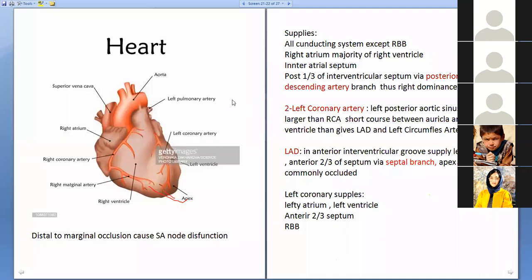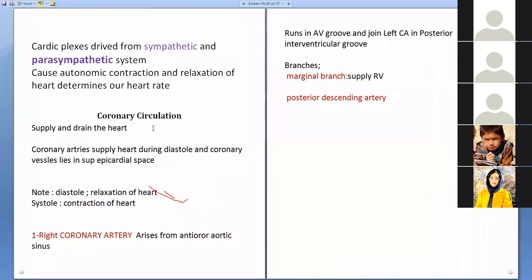So when the heart contracts, it vasoconstricts these vessels as well. So during contraction, rapid ejection of the blood occurs. And when the heart again relaxes, these vessels then receive the blood flow from the base of the aorta. So we will say that the heart receives its blood flow during diastole, during the relaxation phase. Just remember that.